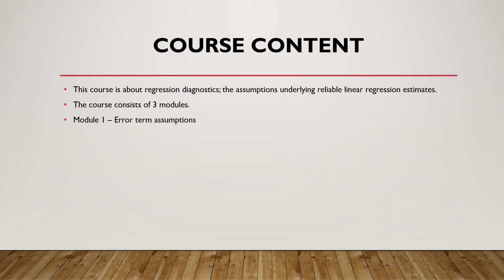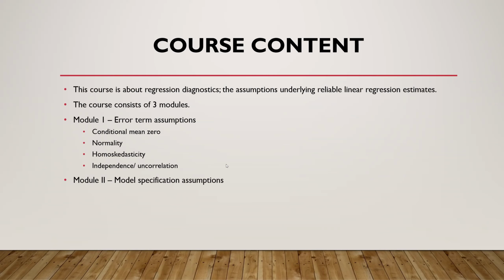The very first module is about the assumptions regarding the error term. It consists of conditional mean 0, so the error term should have a conditional mean value of 0, and we also have the normality assumption, the homoscedasticity assumption, and independence. Okay, the error term should have 0 correlation.